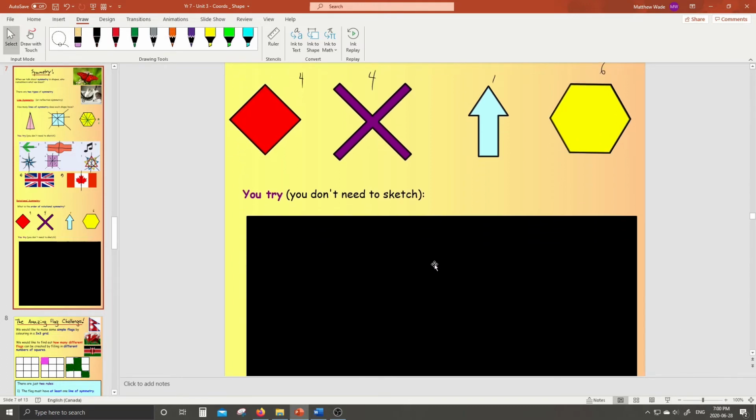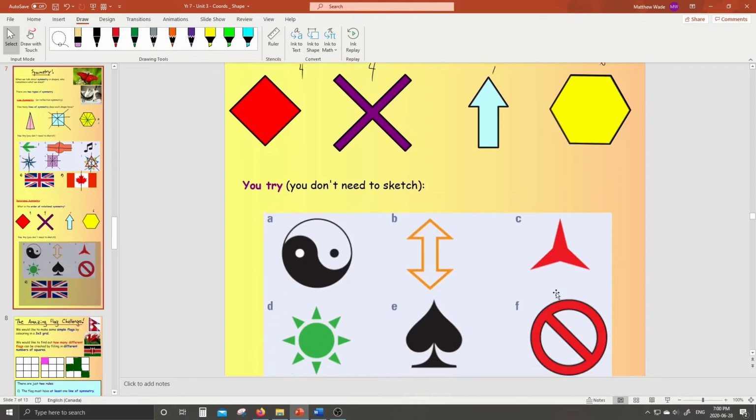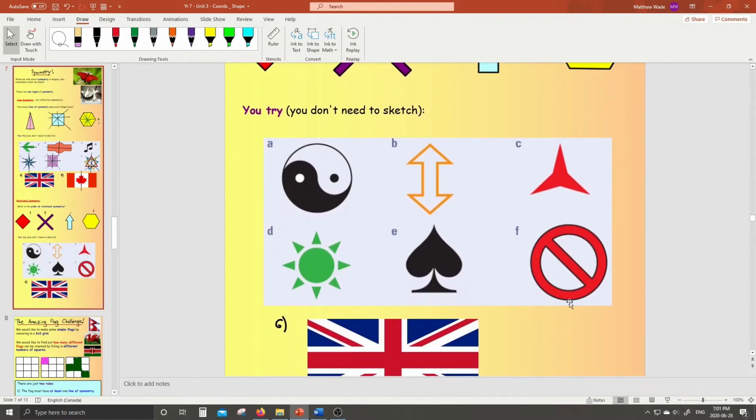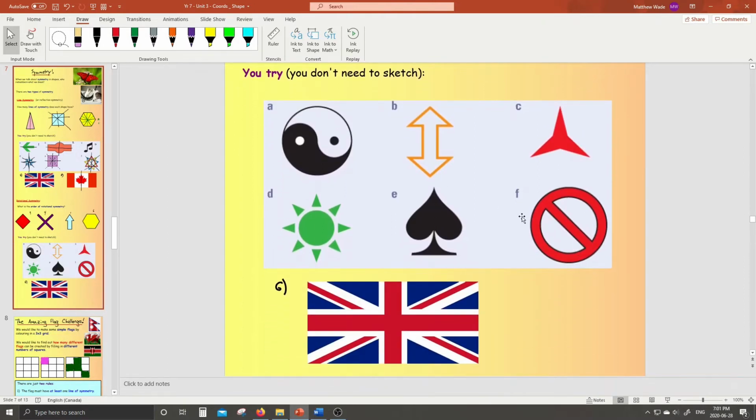Now, here you go. Final thing. These guys. Write down what you think the order of rotational symmetry is for all 6 of these guys, plus your cool Union Jack flag. So you ready? Go!